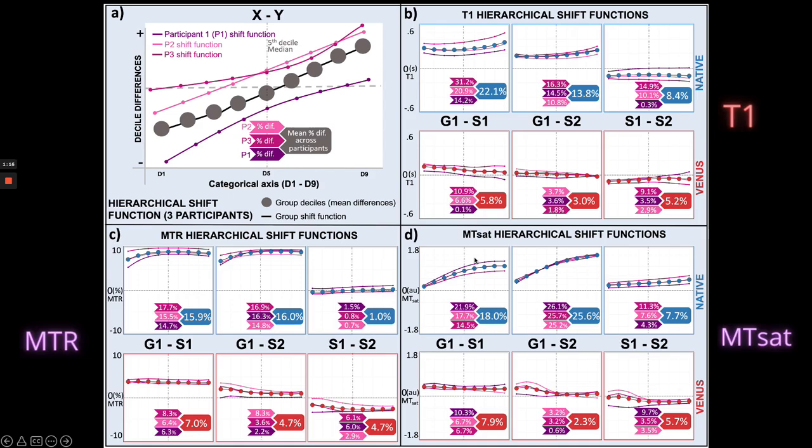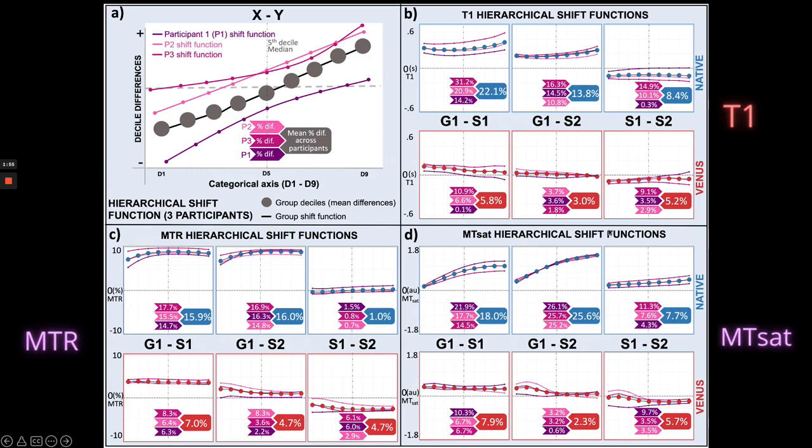Hierarchical shift function is one of those methods. It calculates differences throughout the distributions at each decile, then overlays individual shift functions to show an overall trend. We see that for T1, inter-vendor differences reduce from 22 to 6%. In the MTR comparison, again, we see a reduction in inter-vendor bias throughout deciles when Venus is used for data acquisition. And finally, for MTsat, the differences between GE and Siemens reduce to 2.3% from 25.6%.